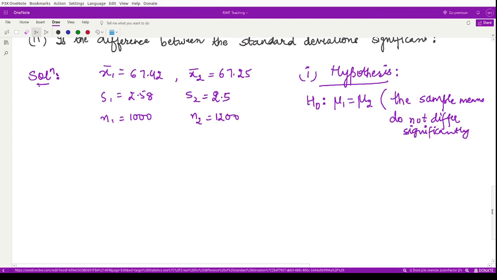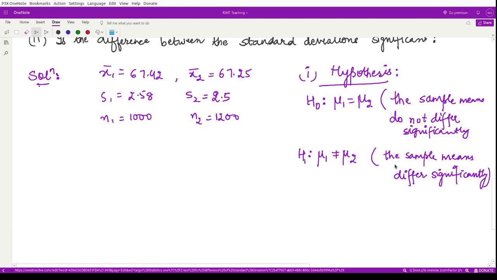Right? So corresponding to this, what could be your alternative hypothesis H1? It would be that there is a difference between the two means, right? So we may say that the sample means differ significantly in this case. According to that, let us see what your Z statistic is in this particular case.